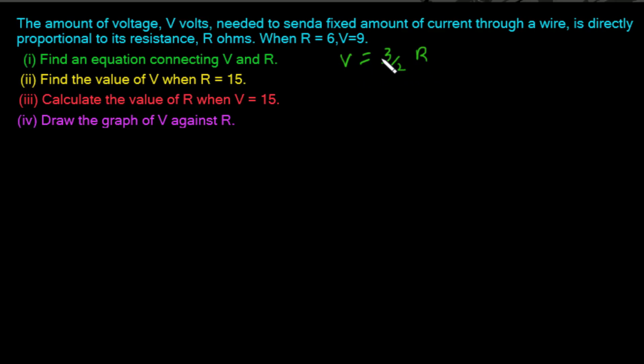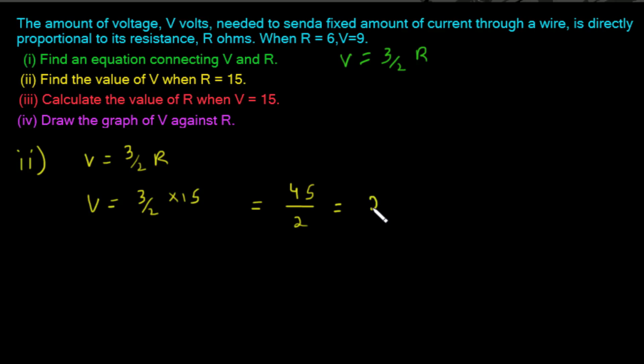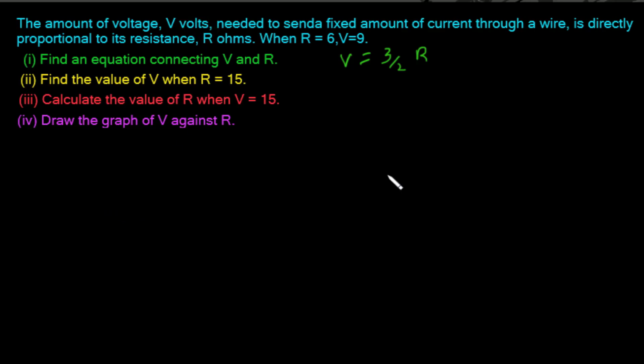And I will use this equation to find the voltage, or when we need to find the resistance. In the next part, we have been asked to find the value of V when R is equal to 15. For this second part, I will use the equation V is equal to 3 by 2 times R, and all I need is to substitute R is equal to 15. So I will come up with V is equal to 3 by 2 times 15. That's super simple: 3 times 15 will give us 45, and when 45 is divided by 2, I will come up with 22.5 volt. Our voltage has a unit of volt. So this part has an answer of V is equal to 22.5 volt.